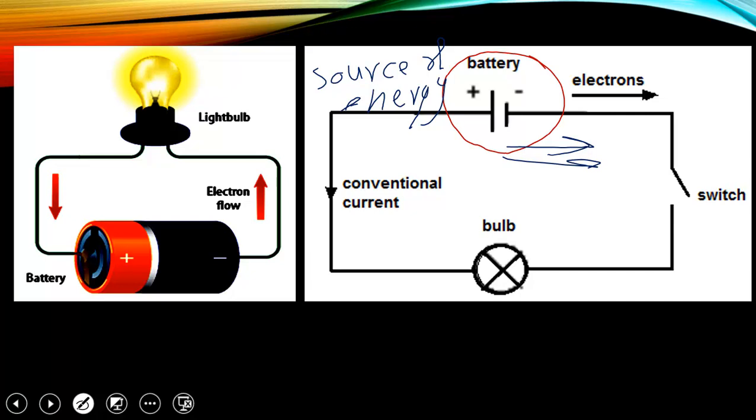Okay. Part number 2 is called the switch. Its importance in the circuit is to open or close the circuit. Open circuit takes this symbol. There is a distance between these two points. This means that there is no electric current passing through the circuit. An open switch means there is no electric current passing through the circuit.